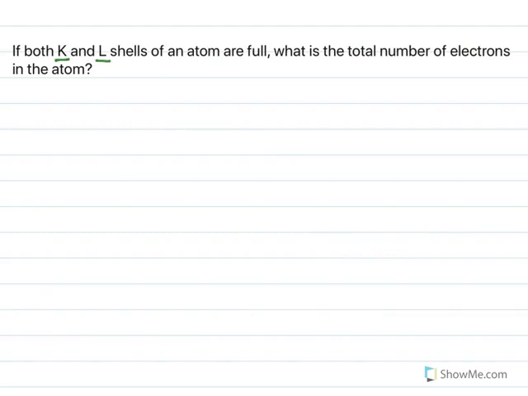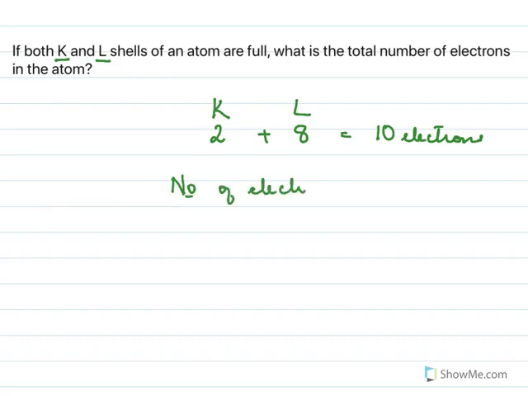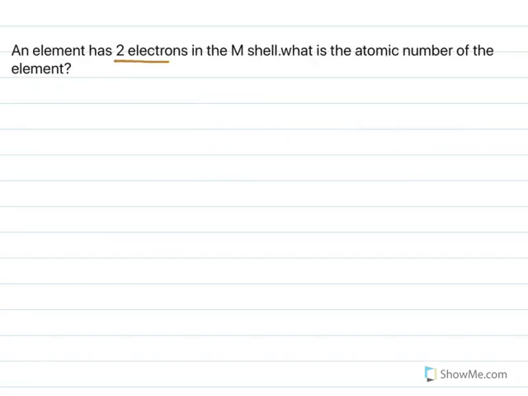If both the K and the L shells of an atom are full, what is the total number of electrons in an atom? So we have the K and the L. We know the K can take in 2 electrons and the L can take in 8. So 2 plus 8, there must be 10 electrons in total. So we can say number of electrons equal to 10.